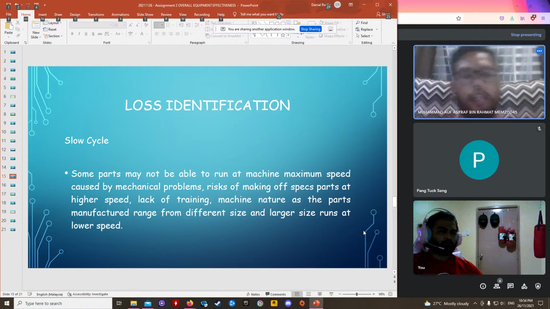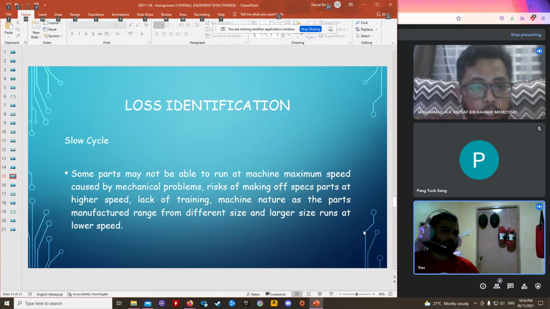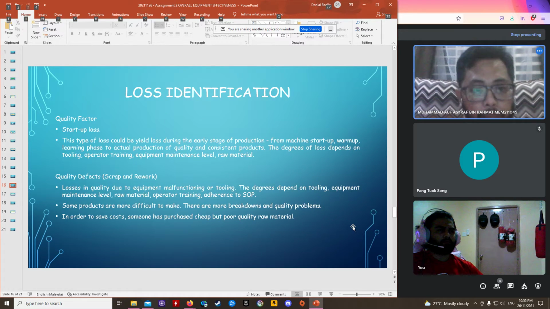Okay, hi. I will continue about performance loss identification under slow cycle. For example, some parts are not able to run at the machine's maximum speed, caused by mechanical problems, risk of making off-spec parts at higher speed, lack of training, and machine nature, as the parts manufactured range from different sizes, and a larger size runs at a lower speed.